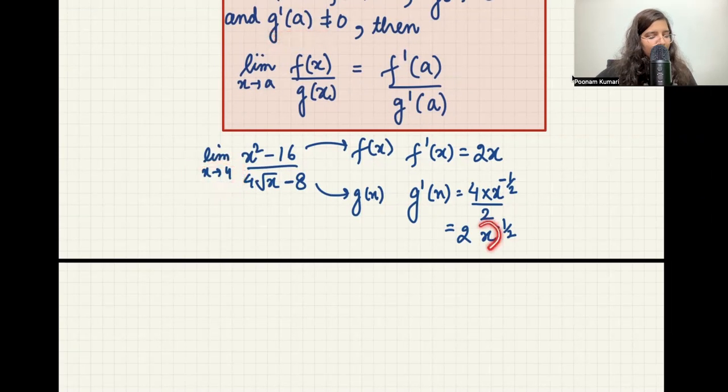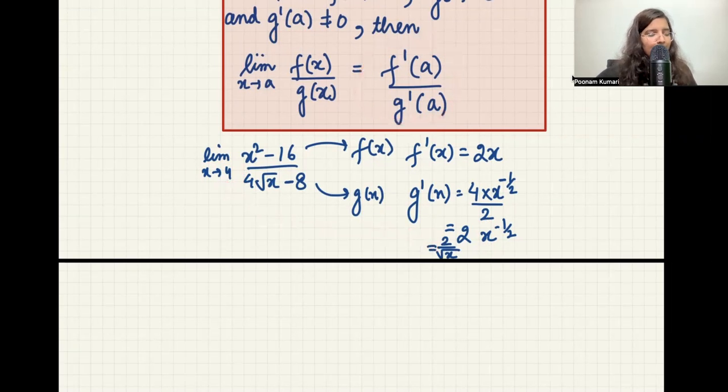So if you put 4 here, what do you get? So this is actually 2 over under root x. So if you put 4 here, what do you get? Under root of 4 is 2. So 2 by 2 is 1. So this is not equal to 0. So you can apply L'Hopital's rule.